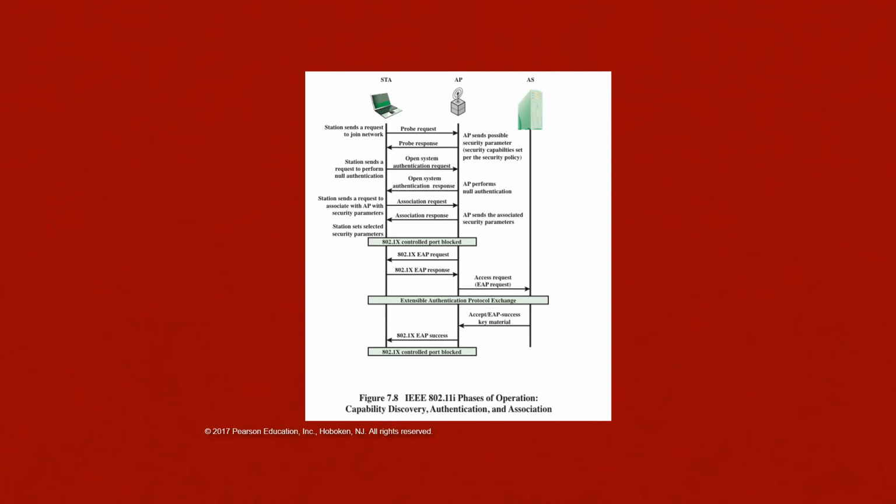Note from Figure 7.8 that the AP controlled port is still blocked to general user traffic. Although the authentication is successful, the ports remain blocked until the temporal key is installed in the STA and AP, which occurs during the four-way handshake.